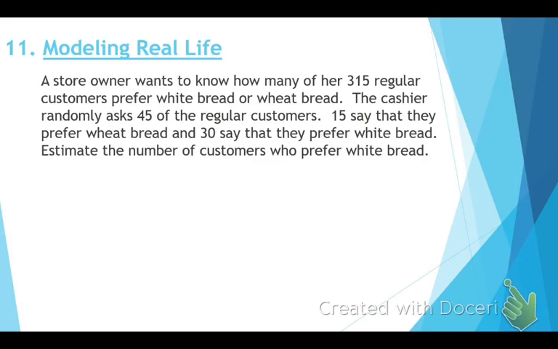All right, for the next one, we've got a modeling real life problem. A store owner wants to know how many of her 315 regular customers prefer white bread or wheat bread. The cashier randomly asks 45 of the regular customers. 15 say they prefer wheat bread, and 30 say that they prefer white bread. Estimate the number of customers who prefer white bread. As you start to do a problem like this, remember you want to do favorable over total equals n over the population.